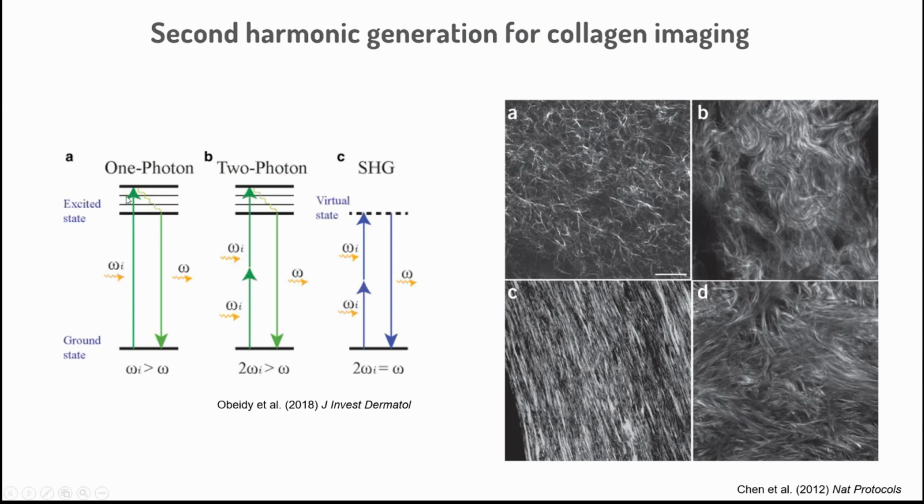In 1 photon, the light will excite and then relax and then emit the fluorescence. In 2-photon, you have the same: 2 photons will be absorbed and they will release fluorescence of higher energy. In second harmonic generation, there is no absorption. So the light will collide with the tissue, but it won't get absorbed.